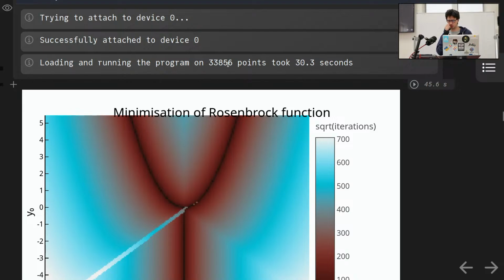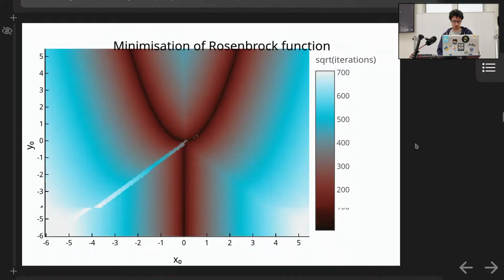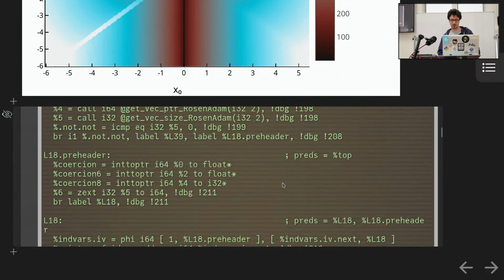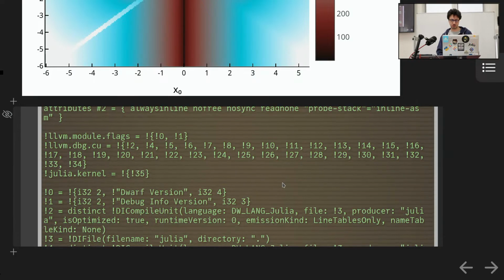I think I tried to run on my CPU. It would have taken much longer. So this was also a good showcase that you can write these kinds of programs and be very efficient on the IPU, taking advantage of the high parallelization. And if you're curious, here I also have the LLVM module that was generated by Julia.